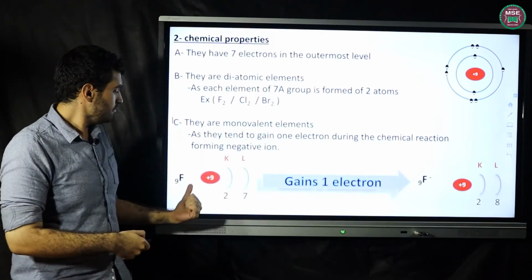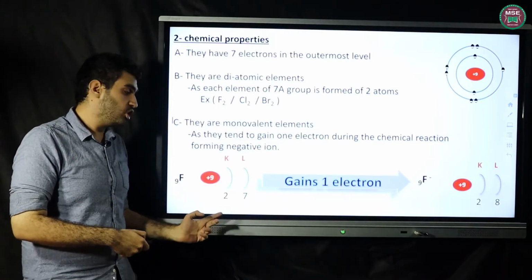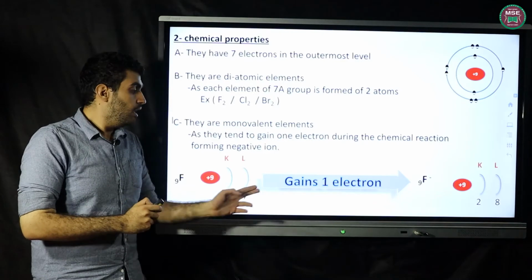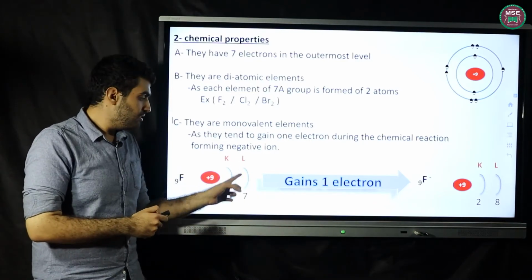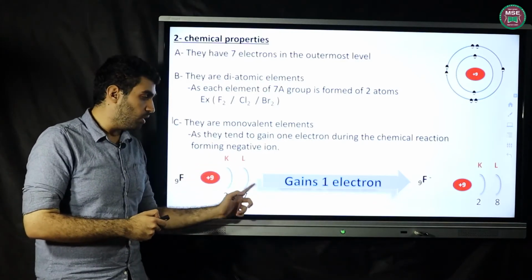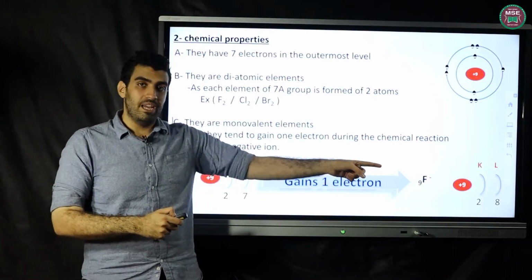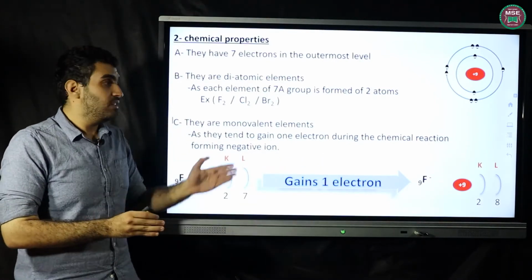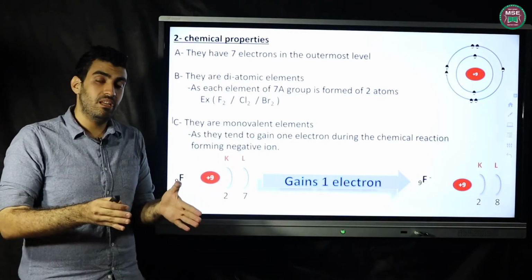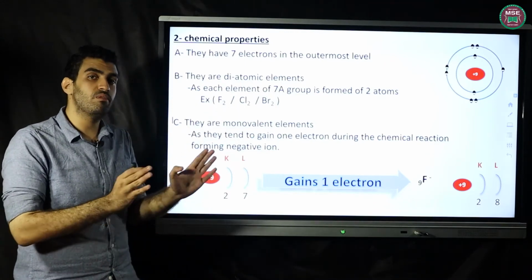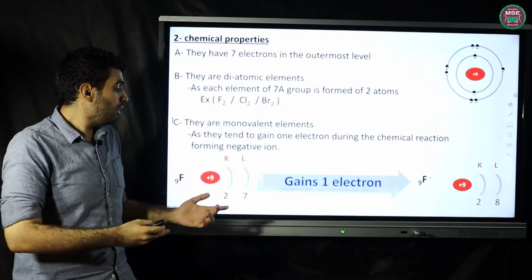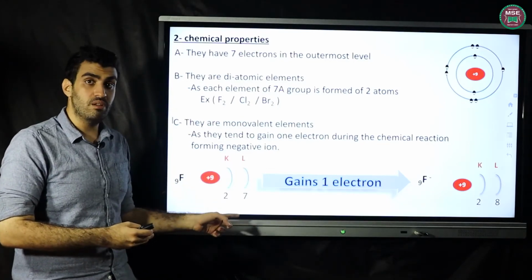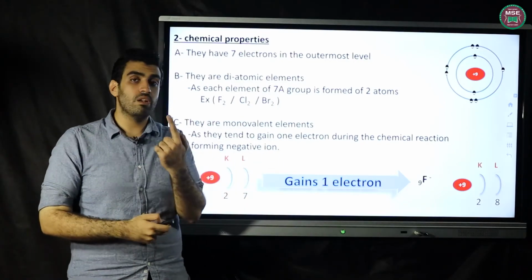Number 3, they are monovalent elements. How come? Fluorine, the electronic configuration is 2, 7. It gains how many electrons to complete this level? Only 1. Gains 1 electron. 2, 8. How many electrons are gained? 1. It's monovalent. And the rest of group 7A, the rest of the halogens, are monovalent as well, as they all have 7 electrons in the outermost level, so they gain only 1 electron.